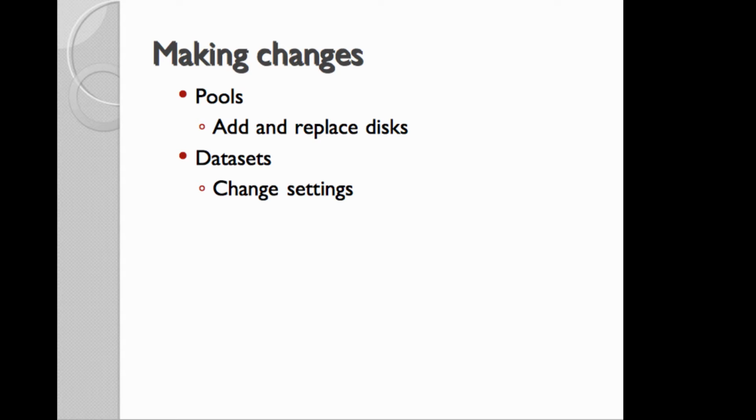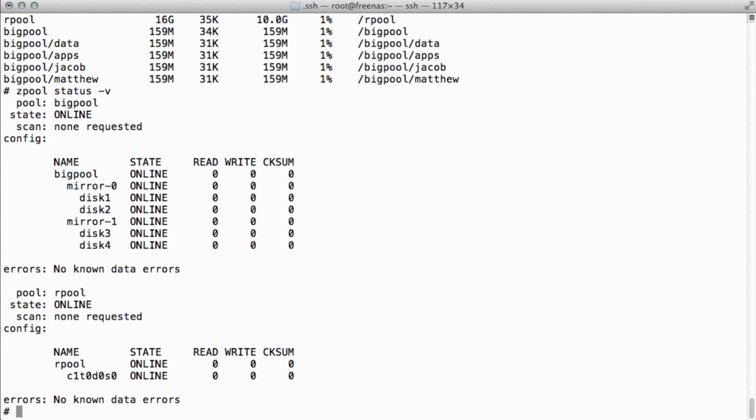Offline, we'll look at offline and online of disks. And on datasets, really we want to change settings. So we'll talk about those two things, about making changes or doing administration with the pools, messing with the disks, or changing settings on the datasets. So let's start off by looking at the disk management tool.